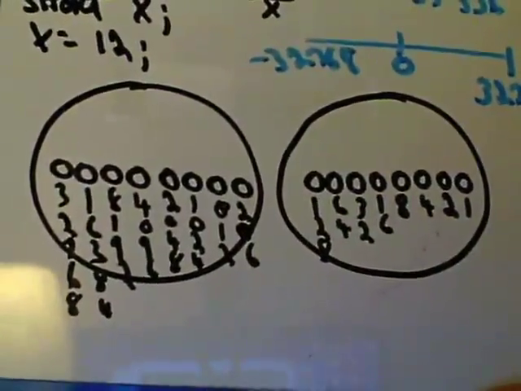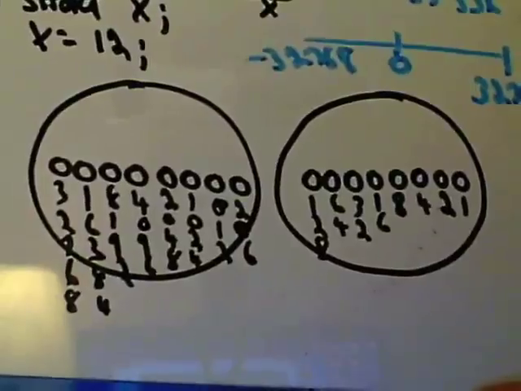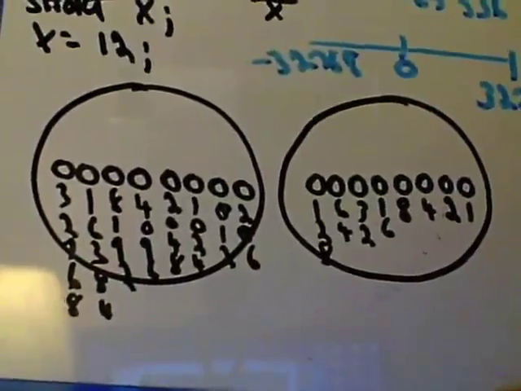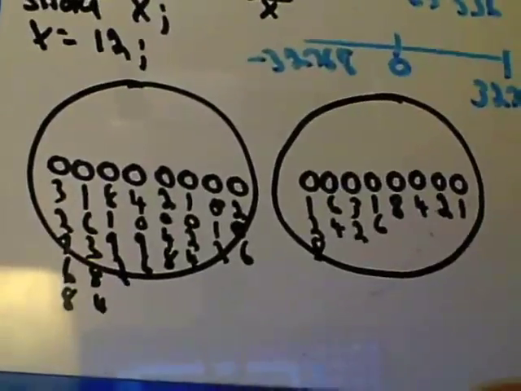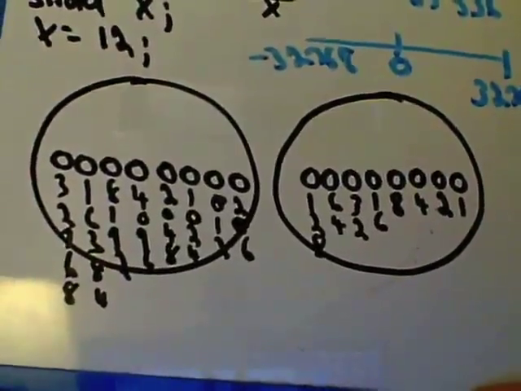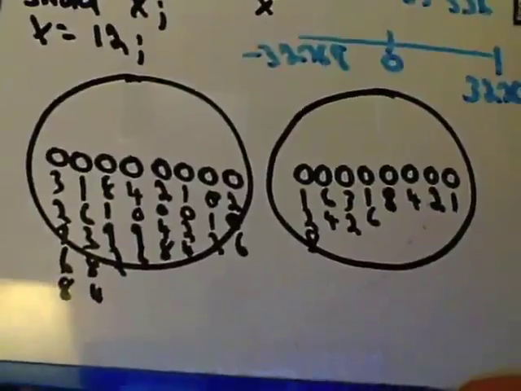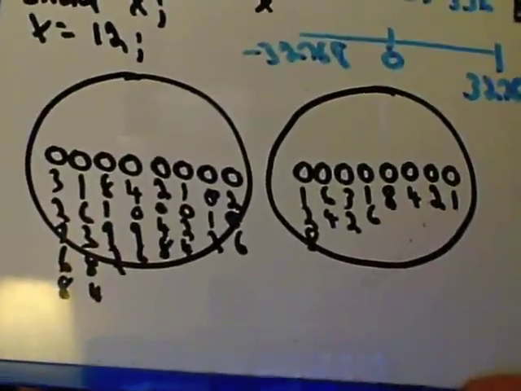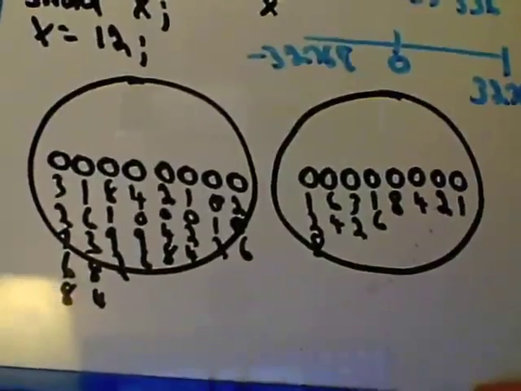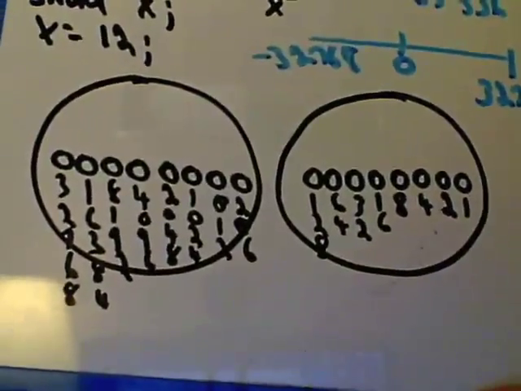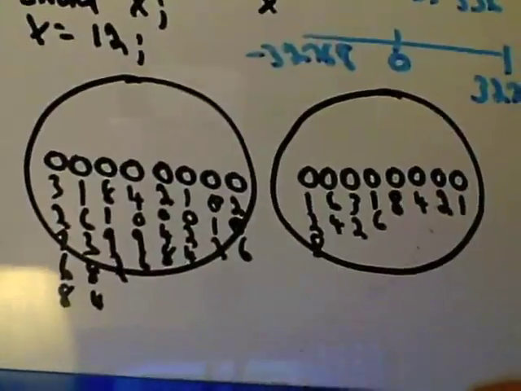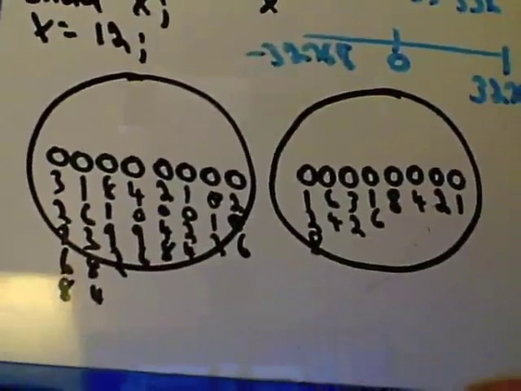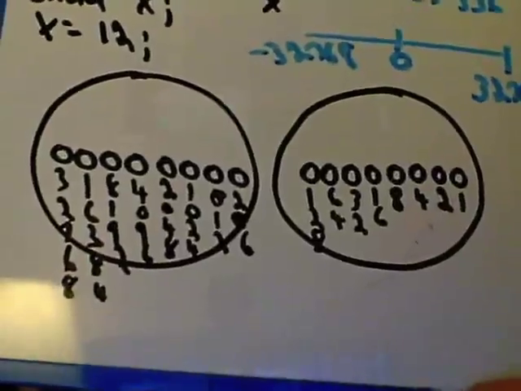You'll see the value of 1, 2, 4, 8, 16, 32, 64, 128. And then you'll see 256, 512, 1024, 2048, 4096, 8192, 16,384, 32,768.